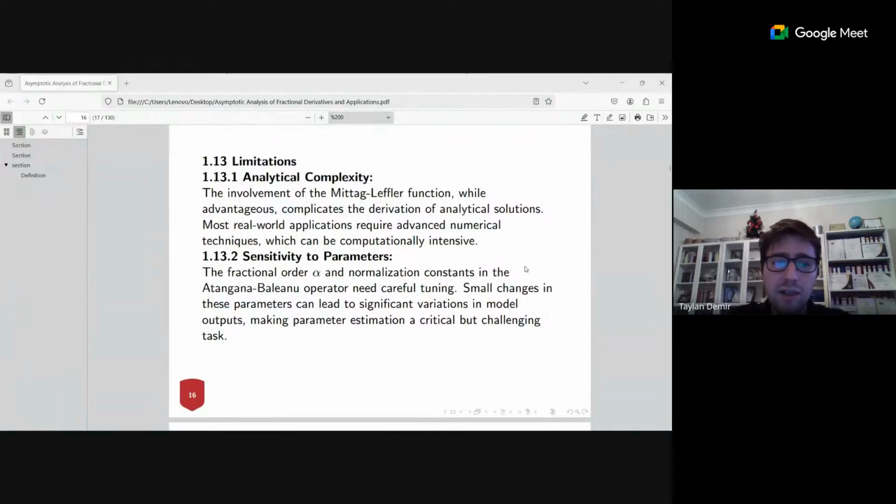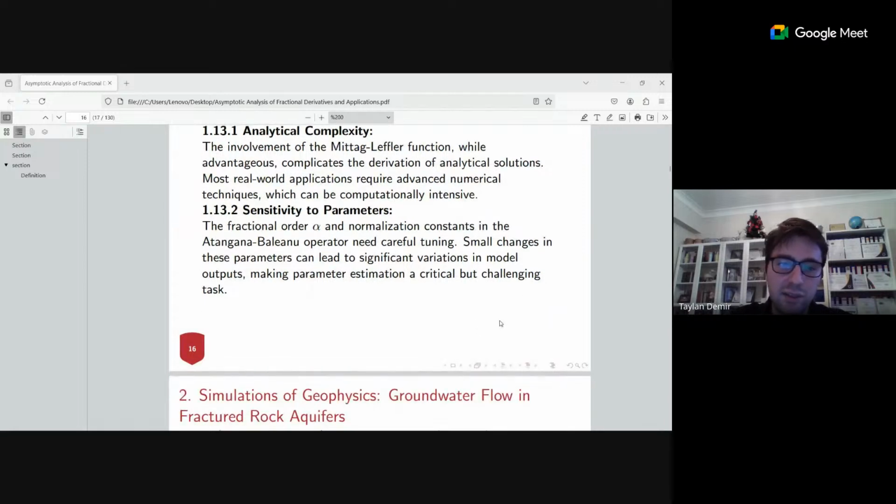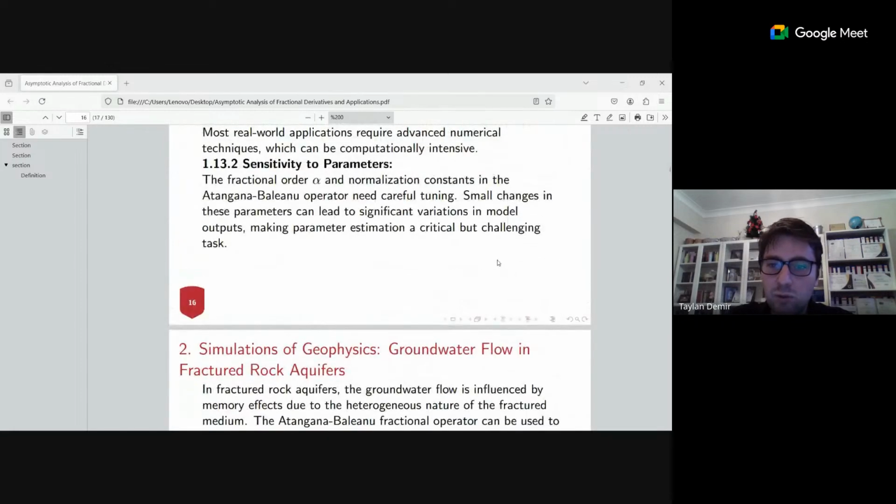And limitations: analytical complexity. The involvement of the Mittag-Leffler function, while advantageous, complicates the derivation of analytical solutions. Most real-world applications require advanced numerical techniques, which can be computationally intensive. And another issue is parameter sensitivity. Alpha is the fractional order, a variable order derivative in fractional calculus, and alpha is defined between 0 and 1. Its normalization constants in the Atangana-Baleanu operator need careful tuning, and small changes in these parameters can lead to significant variations in model outputs, making parameter estimation a critical but challenging task.